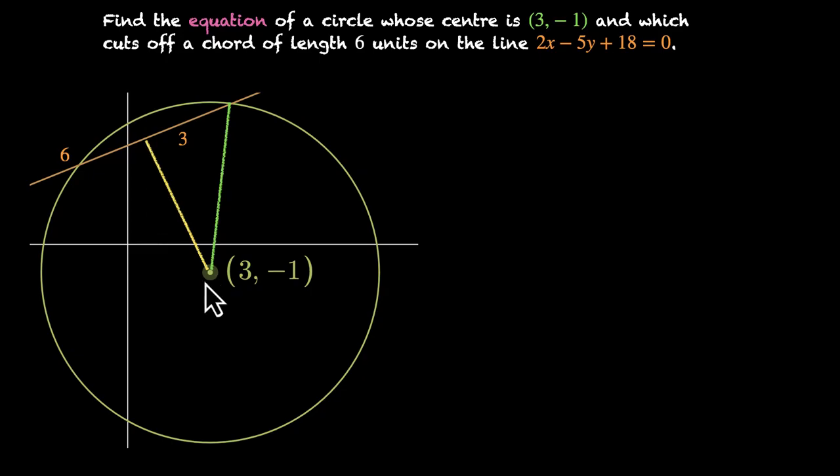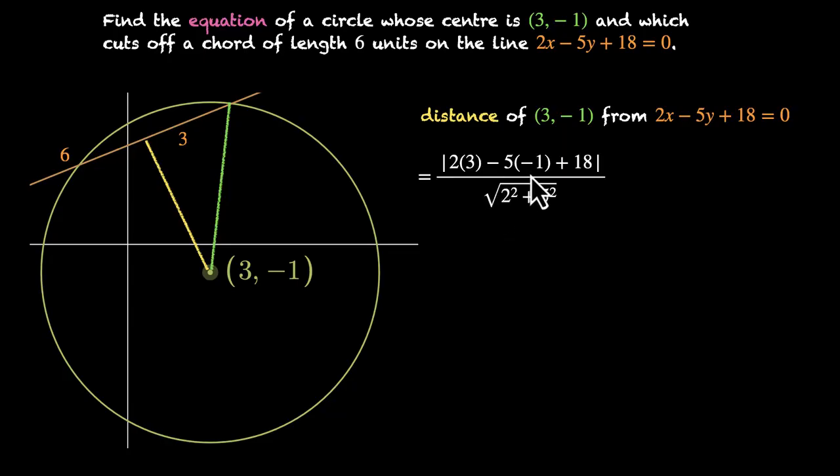So to figure out this length, we have to figure out the distance of (3, -1) from the given line, that's 2x - 5y + 18 = 0. And for that, we can apply the distance formula. Distance of a point (alpha, beta) from the line ax + by + c = 0 is the mod of a alpha + b beta + c divided by root of a square + b square. So let's apply this formula. Let's plug in (3, -1) in this line. We have the mod of 2 times 3 - 5 times -1 + 18 divided by root of 2 square + 5 square. This is the distance of this point from this line.